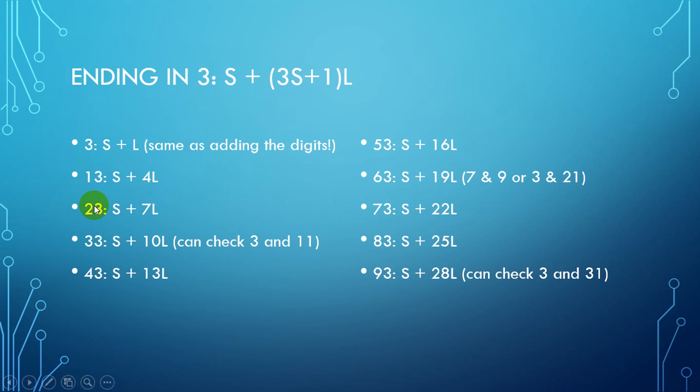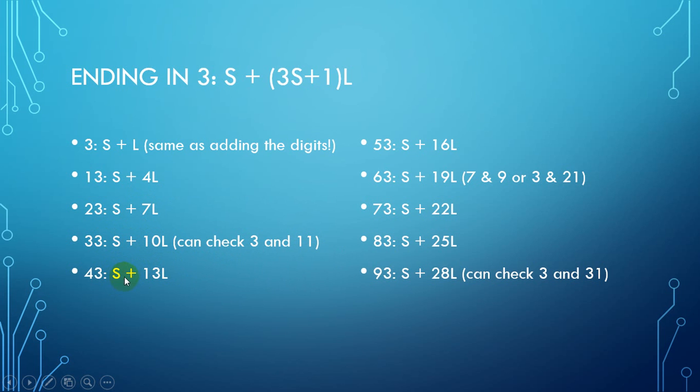So 23, you plug in the value of the stem, which is 2. 2 times 3 is 6, plus 1 is 7. So that's where these numbers are coming from, this formula up here. For 33, you can do s plus 10l, multiplying by 10 is easy, or you can check for divisibility by 3 and 11. Either method will work.